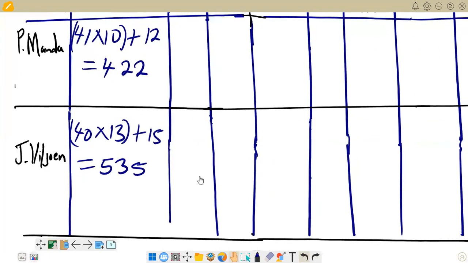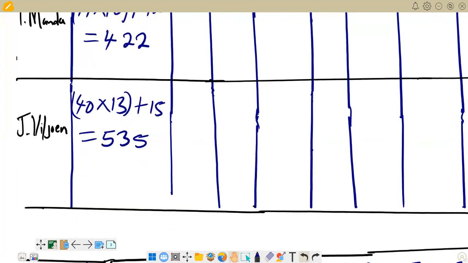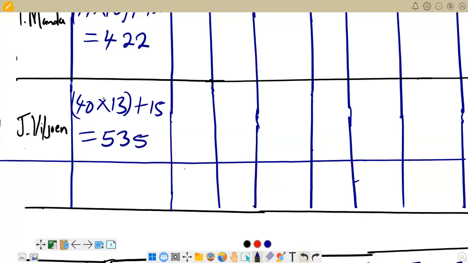And obviously we are going to create a column here for totals, where we are going to add all the gross wages for P Manda and JV join there. For the total for gross wages, we are going to say this 422, then we add 535 to get the total. We are going to get here 957. So that's what we have in terms of this gross wage. So we go to the next column that we have there.